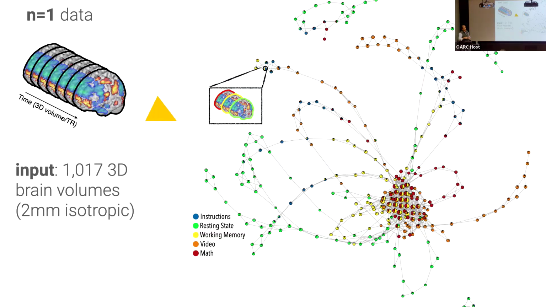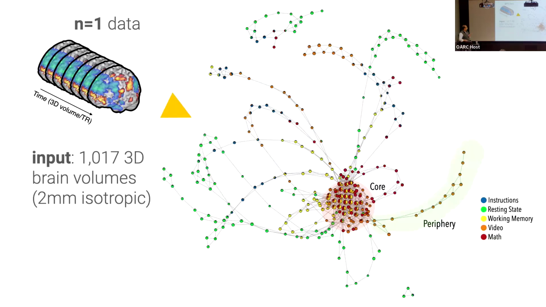So I can color the graph based on which task is where. And that was quite powerful. Again, no averaging was done. So we found that across the 20 or so people we had, pretty much every graph had this core periphery structure. Core is where we found that tasks that required a lot of cognitive effort, in this case like working memory or math, ended up being. And periphery is where the resting state / watching video kind of ends up being.